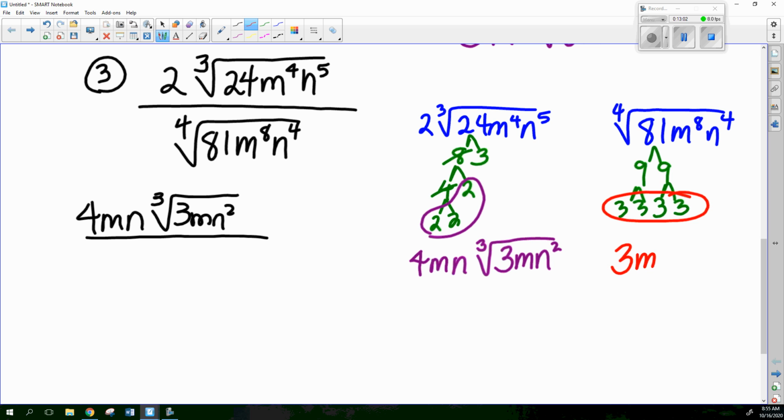All right, how many sets of 4 can I make out of my m's? 2. Will there be any leftovers? No. How about my n's? Will there be any leftovers? So are there any leftovers? All right, so then there's no more 4th root. It's gone. And so I come back over here, and I just put 3 m squared n on the bottom.